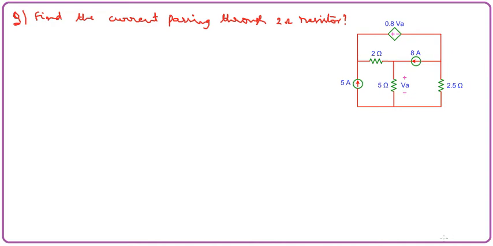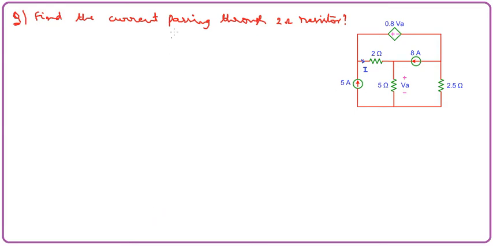Hi friends, this is one more interesting problem. Here we need to find the current passing through the 2 ohm resistor. So this is the current, and this current has to be found out. Yes, I. So how to find this?